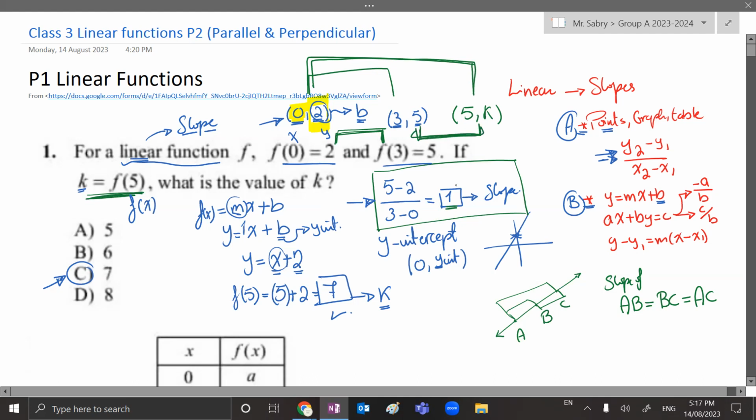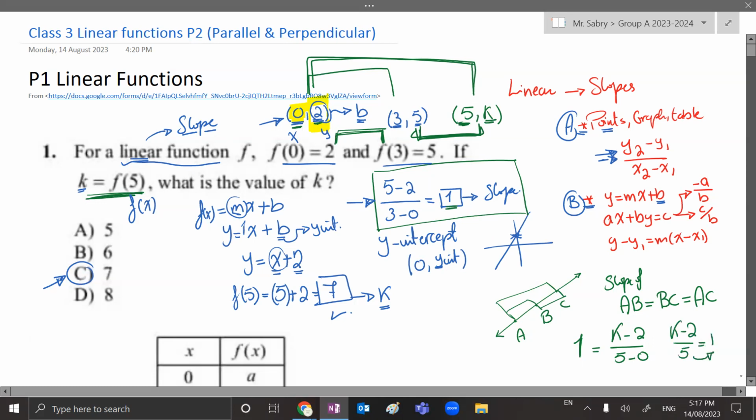So I can say that the slope using those blue points must be equal to the slope using the first and the last point, which is k minus 2 over 5 minus 0. I did y2 minus y1 over x2 minus x1. It must be equal to 1. Now I can solve this as an equation. This means that k minus 2 over 5 is equal to 1.